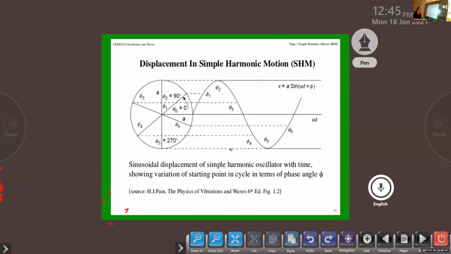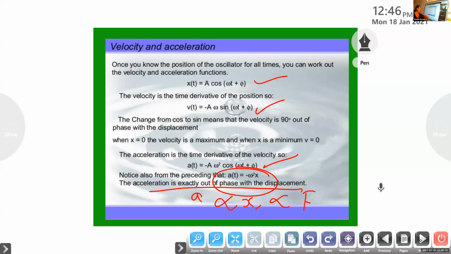Sinusoidal displacement of a simple harmonic oscillator with time, showing variation of the starting point in the cycle in terms of phase angle phi. In terms of which? Circular motion, uniform circular motion. Okay. Can I change it? So we got the same equation as it is.